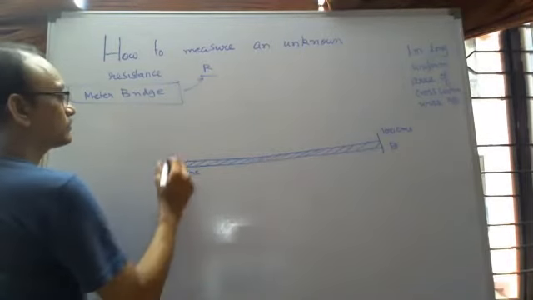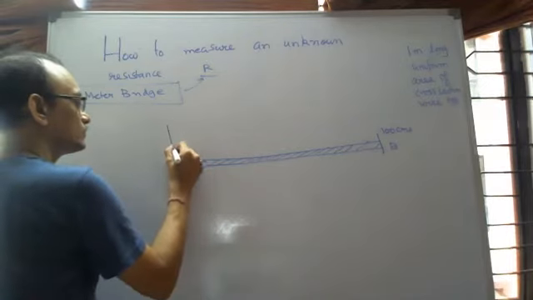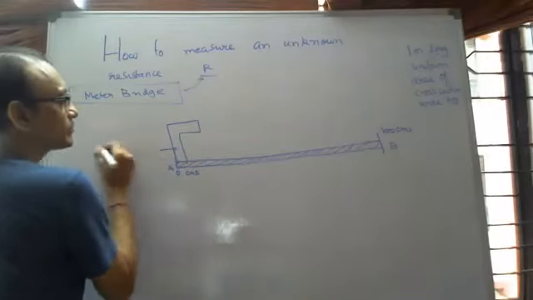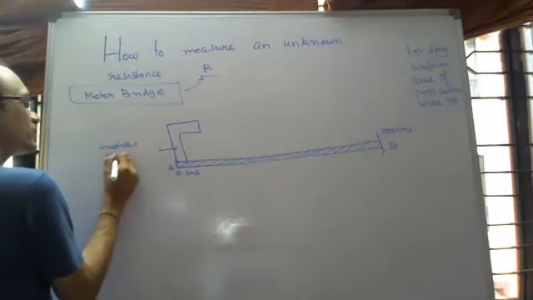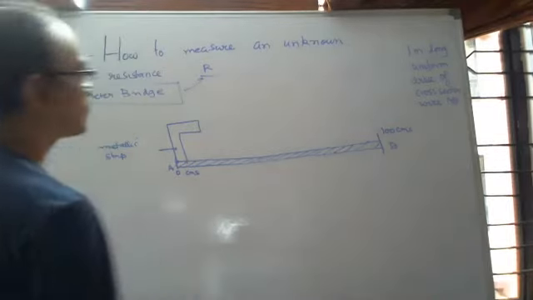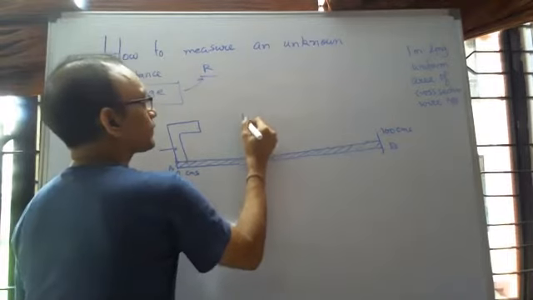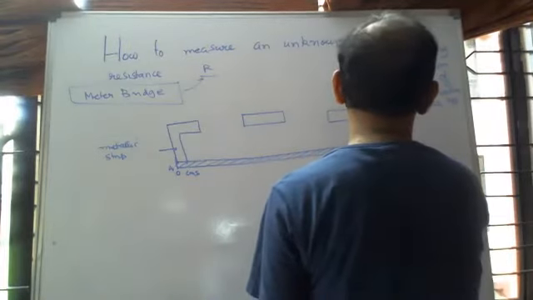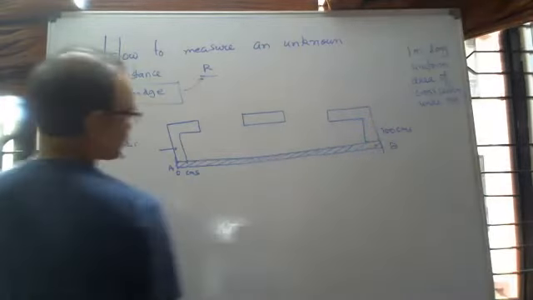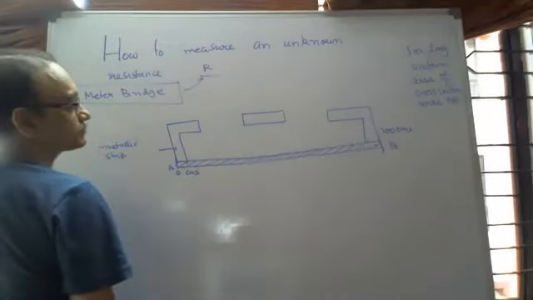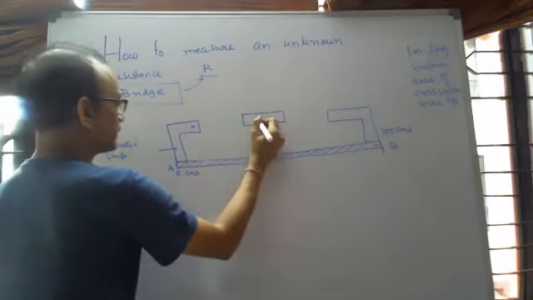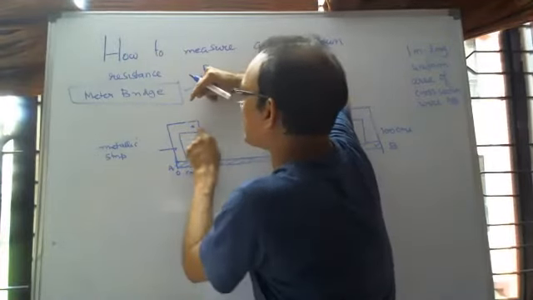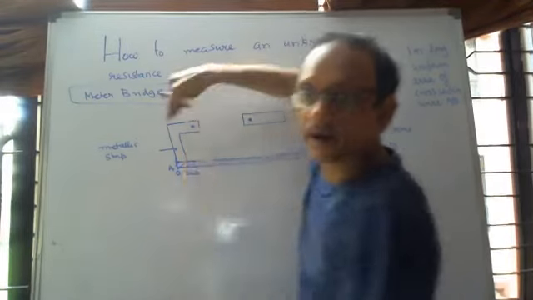Now what I have is a metallic strip, normally copper, whose resistance is almost 0. A metallic strip here, and another metallic strip here. See, electrically, if this is a conductor, all points here would be the same as A, right?